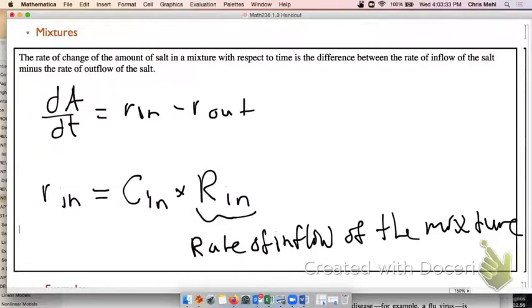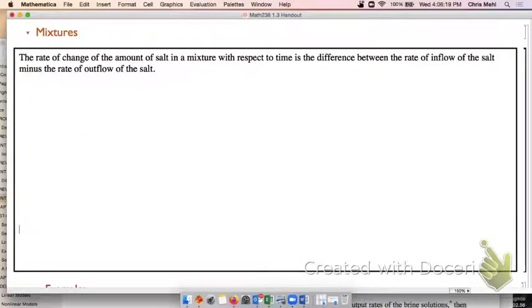I might not be using exactly the same notation as the book, so make sure you read through the textbook. I checked the textbook. I should probably use capital R for the rate of inflow of salt, and lowercase r for the rate of inflow of the solution, the mixture, like how many gallons are coming in. It doesn't really matter too much.